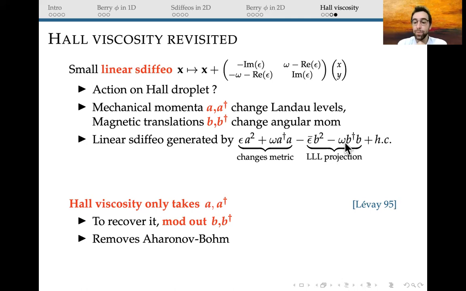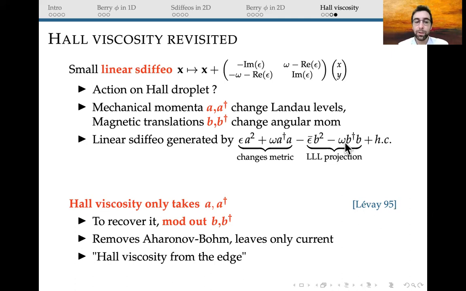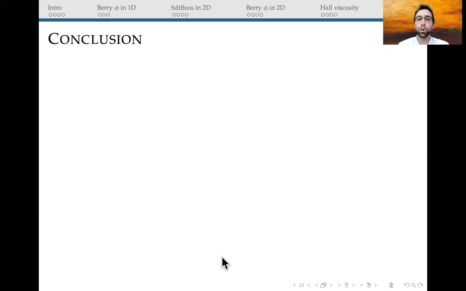So in other words, this really explains why if you leave only the current term, you actually obtain Hall viscosity. And I stress that the current is an edge object. So in a sense, we have reproduced Hall viscosity from a pure edge computation. And that's really all I wanted to say, at least in the core of the talk. Let me just briefly conclude.